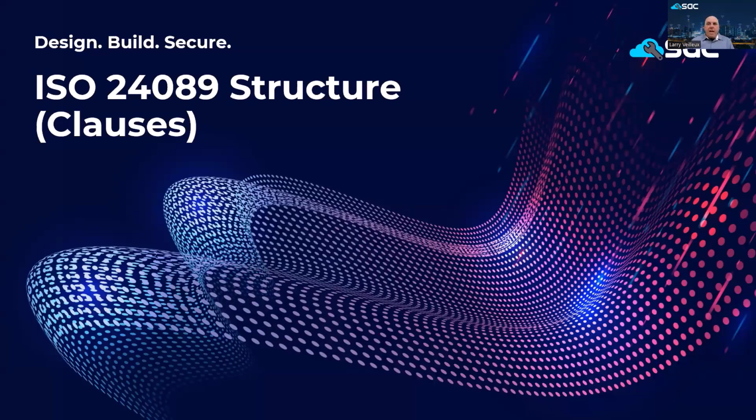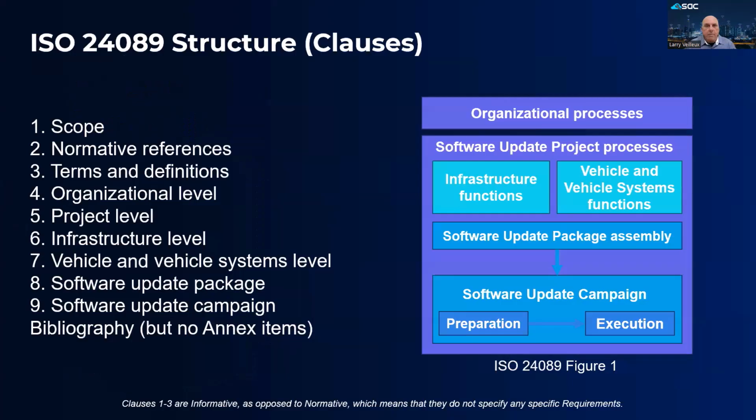In this section, I'll go over the ISO 24089 in more detail by discussing its structure and its associated clauses. For each of these clauses, there are detailed requirements and recommendations outlined on what is expected to be implemented. The standard extends to show what are the anticipated outcomes in form of work products. As usual with standards, clauses 1 through 3 are informative as opposed to normative, which means that they do not specify any specific requirements. And those are followed by the normative clauses 4 through 9.